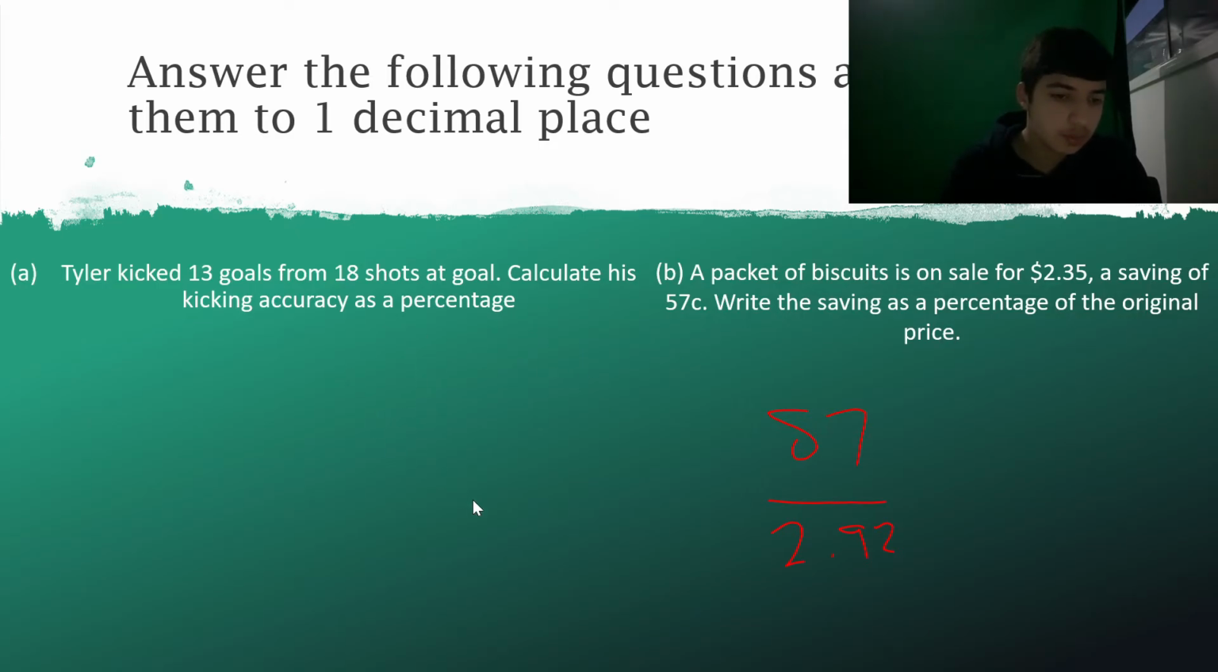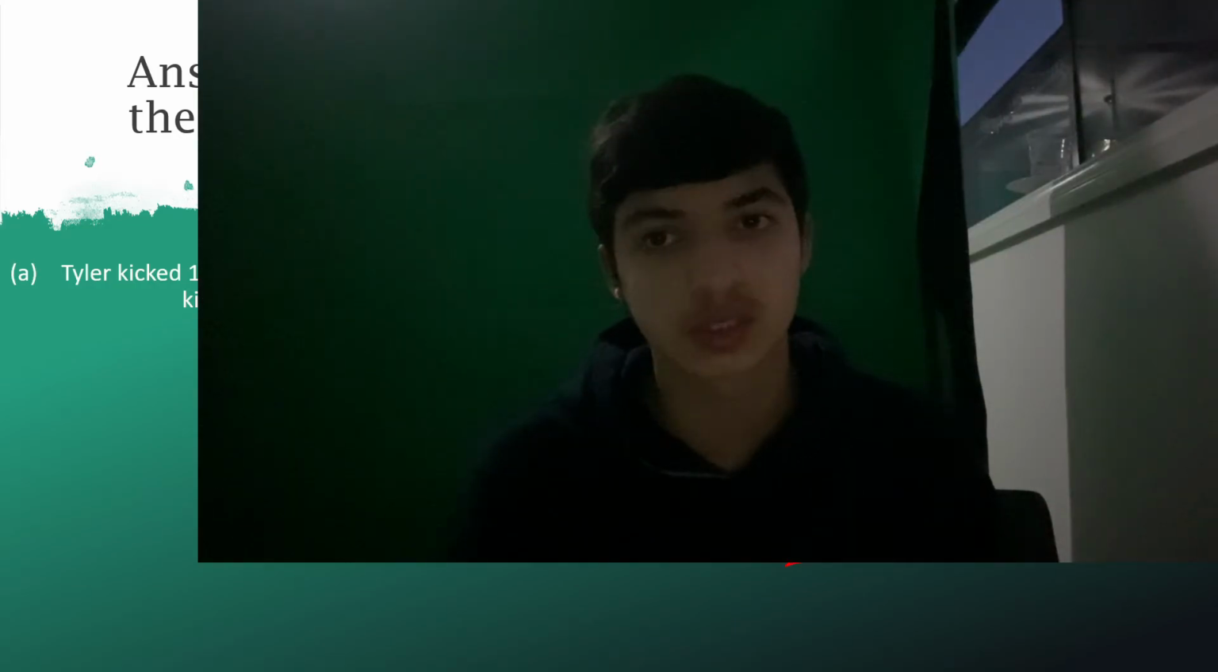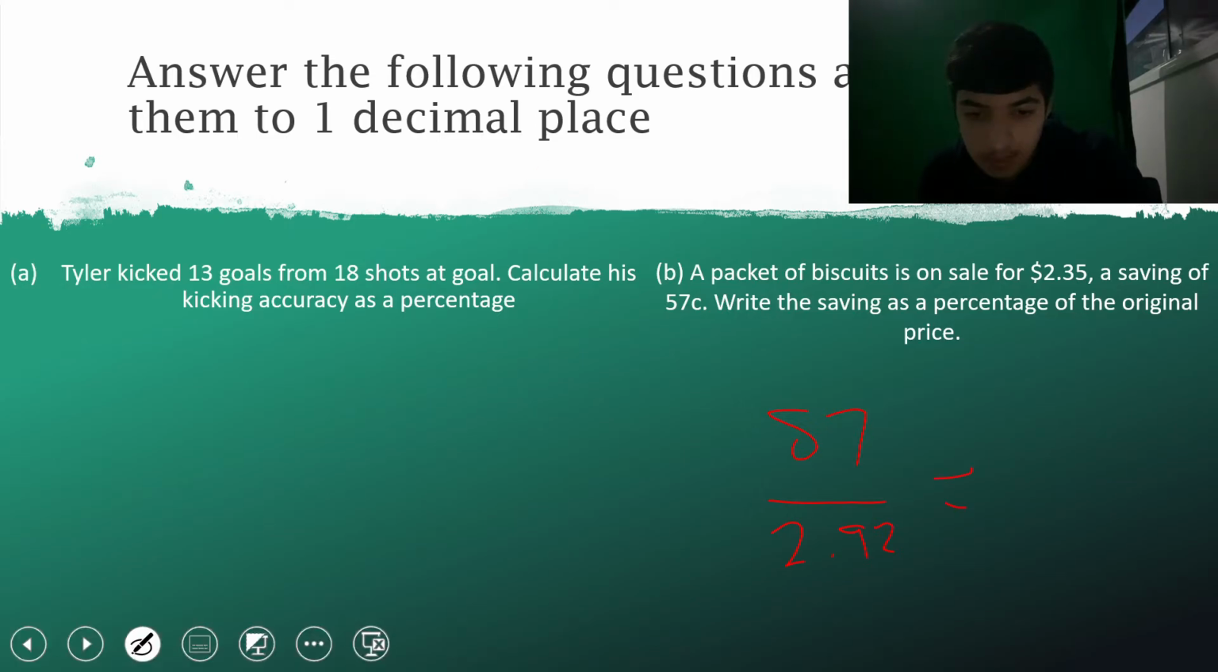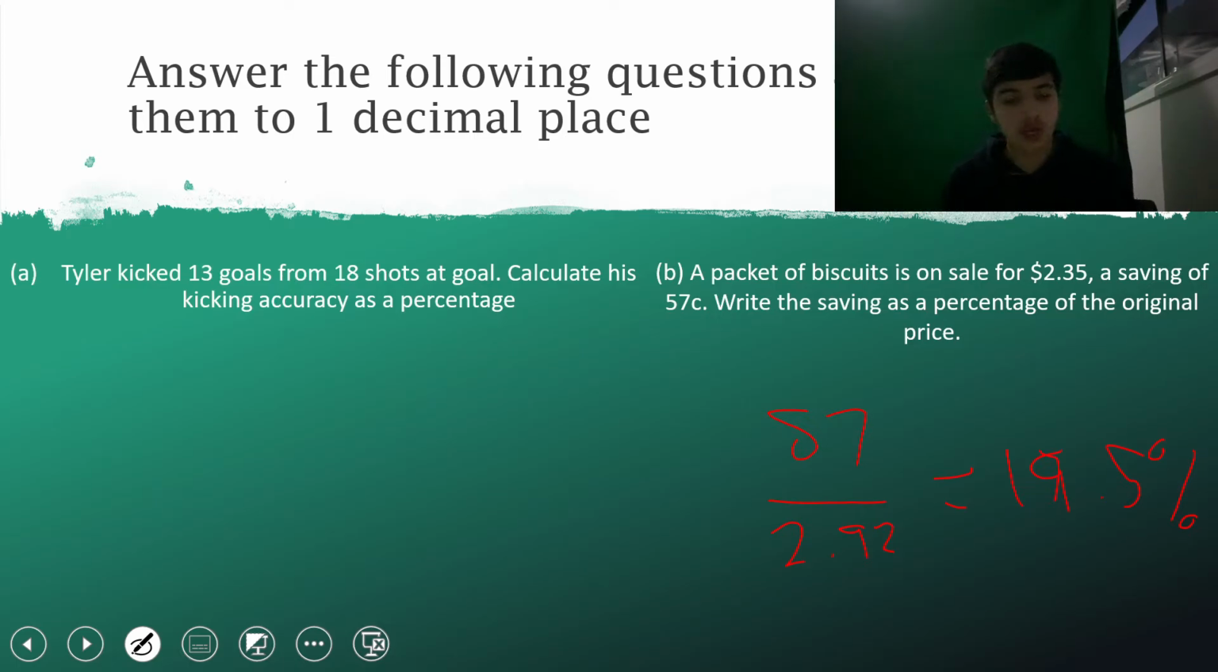Divided by 2.92. So this is our answer, 19.52 and so on. I can't go on forever, I don't have the time. Okay, so we look at the digit behind the number. It's lower, so it should stay as 19.5%. Now, since we did all the worked examples, congratulations.